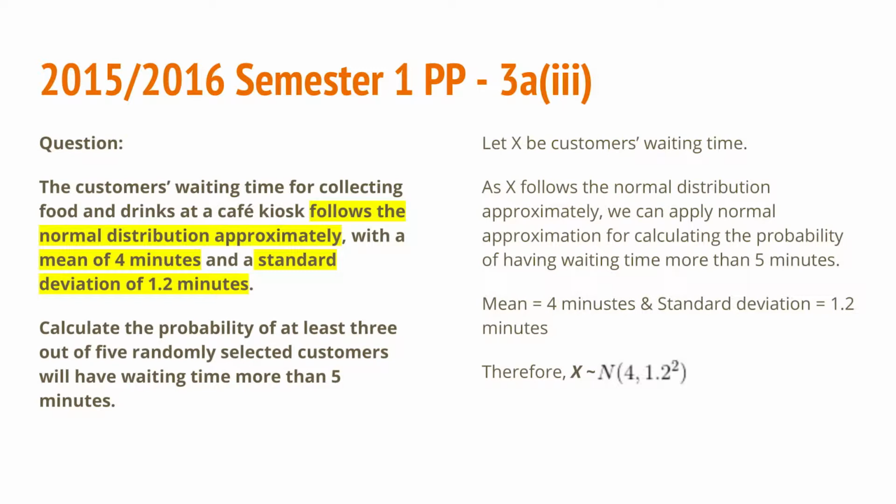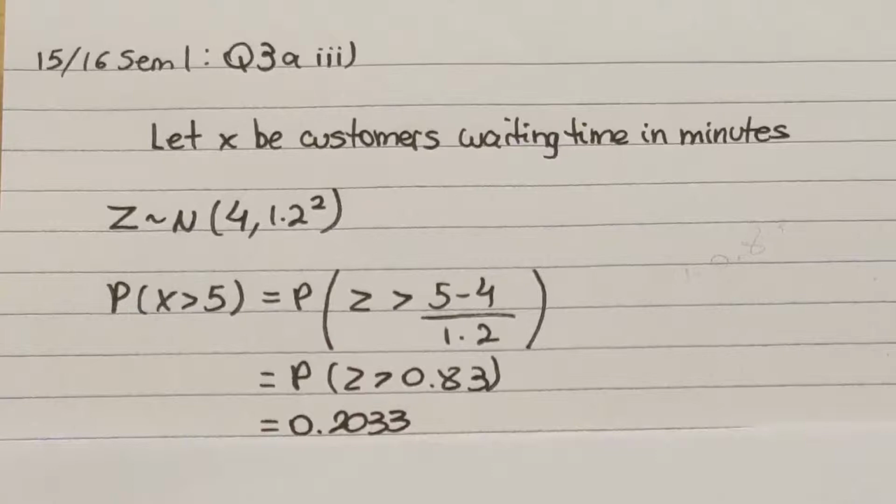The question already gives us that the mean waiting time is 4 minutes and the standard deviation is 1.2 minutes. So we'll first insert this into the probability formula, (x minus mean) over standard deviation, and find the probability that customers in general will wait for more than 5 minutes. That will be (5 minus 4) over 1.2, which gives 0.83 standard deviations above the mean. We'll then look on our standard normal table and find that the probability of customers waiting for more than 5 minutes is 0.2033.